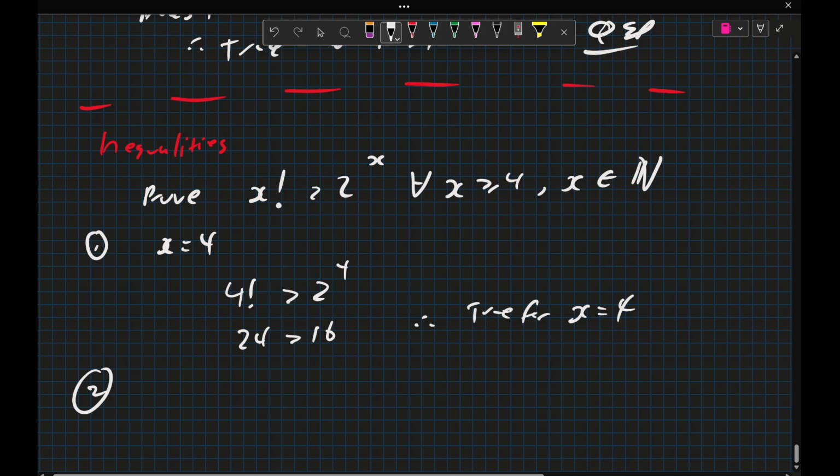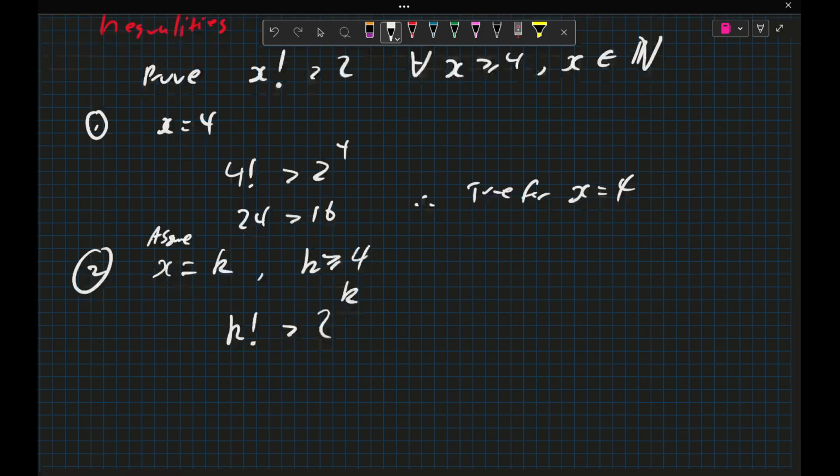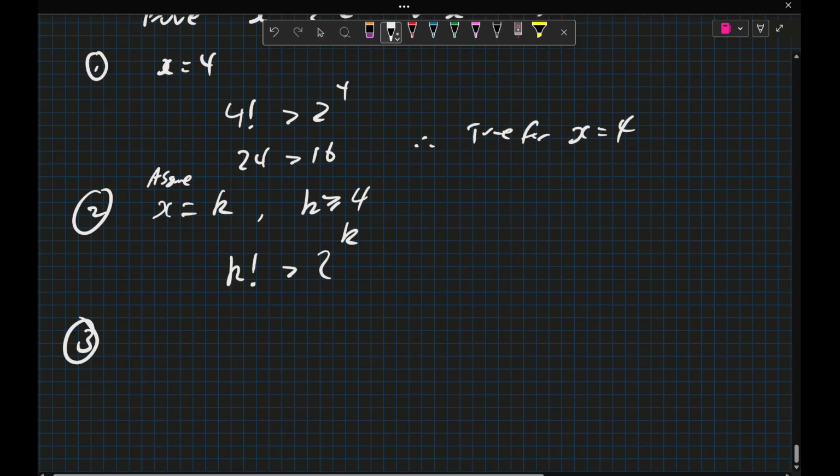So next step is letting x equal to k, or assuming if you let x equal to k for k greater than or equal to 4, we're going to have k factorial is going to be greater than or equal to 2 to the power of k. Awesome. Okay. So for step 3, x equals k plus 1. We're going to have k plus 1 factorial greater than or equal to, or just greater than 2 to the k plus 1, for k greater than or equal to 4.